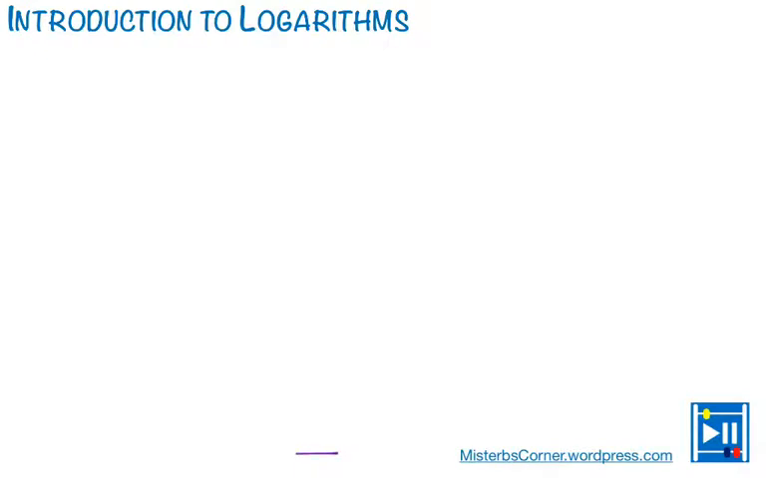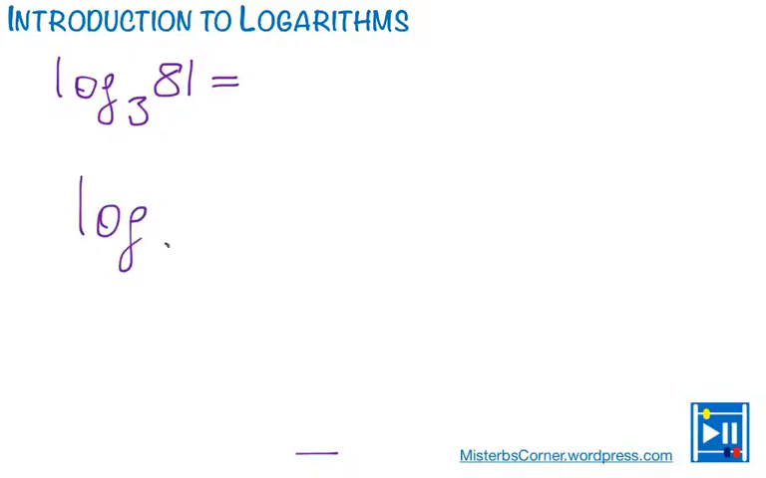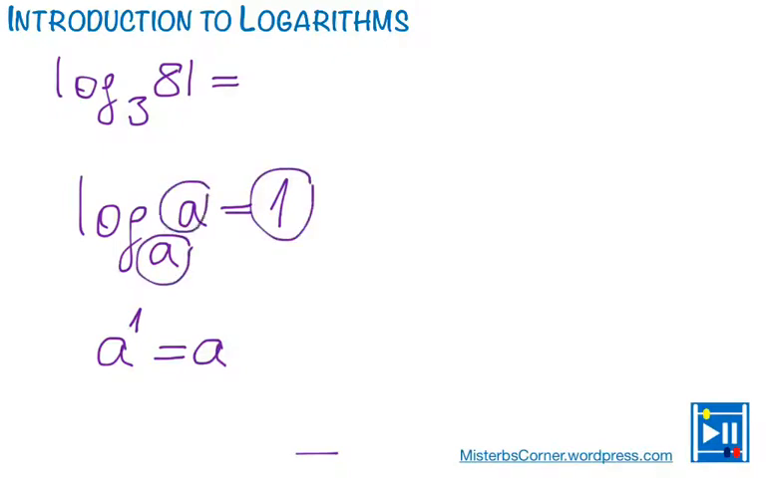Although we have calculators, we can calculate, for example, log in base 3 of 81 without using a calculator. The idea here is that we're going to use this identity. If the base and this number are the same, then you should end up with 1. Why? Because any number to the power of 1 is that number itself, so a to the power of 1 must give me a. So if the base and this number are the same, then you end up with 1.